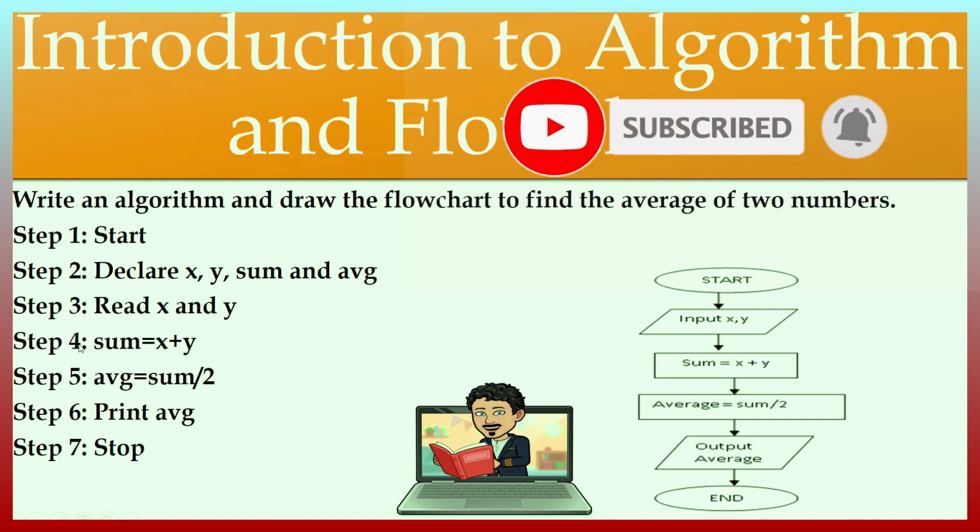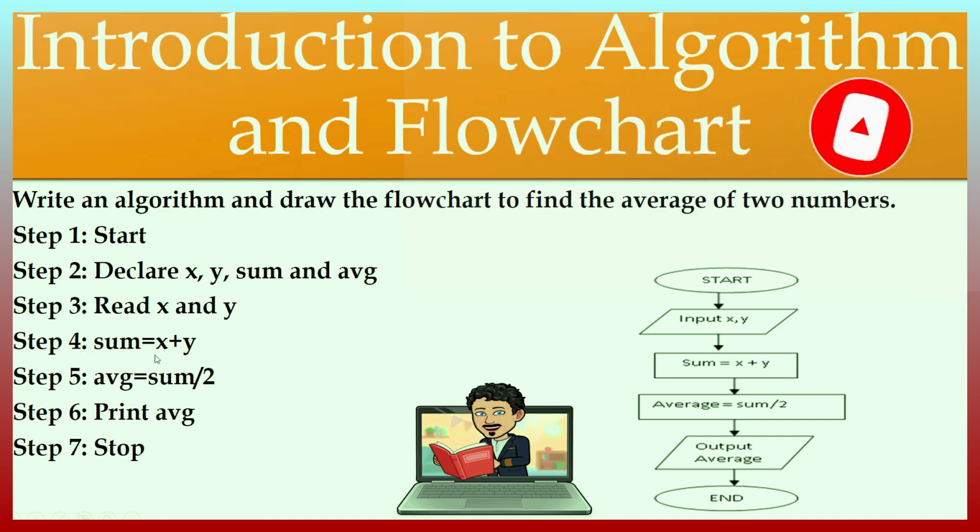And step 4, I want to do the process x plus y, and I'm going to store the result in sum. Step 5, I want to find out the average. How? Sum divided by 2. And the result will be stored in average, avg. And I'm going to print the result, that is average, by using print. And then step 7, stop.